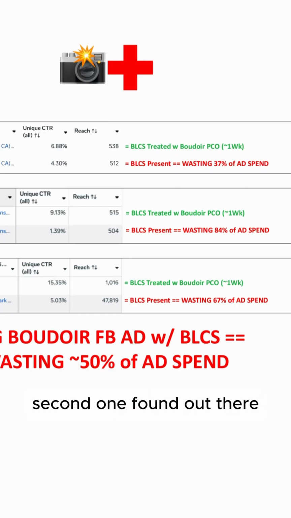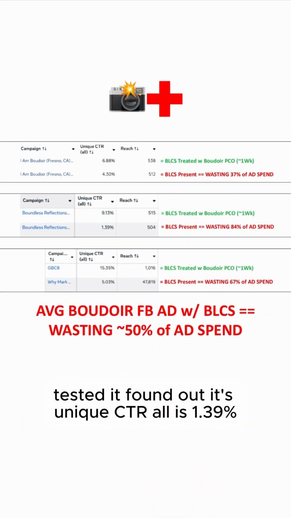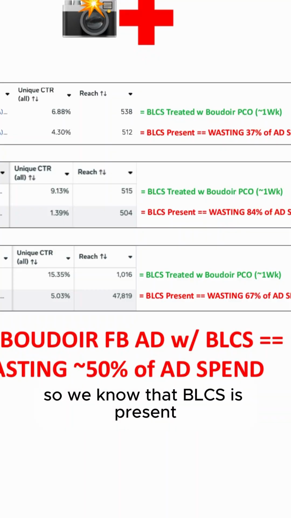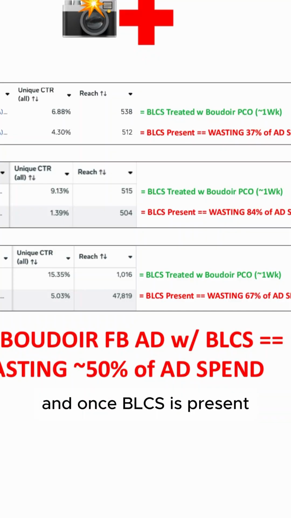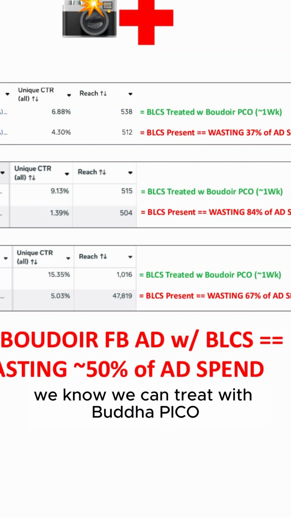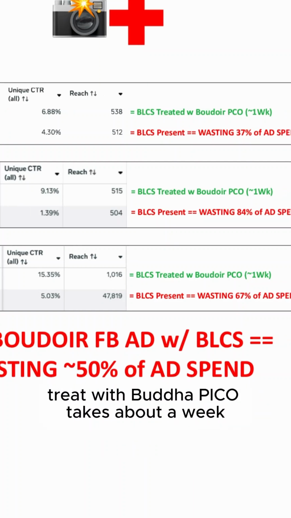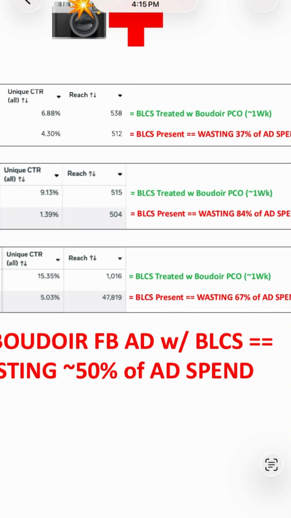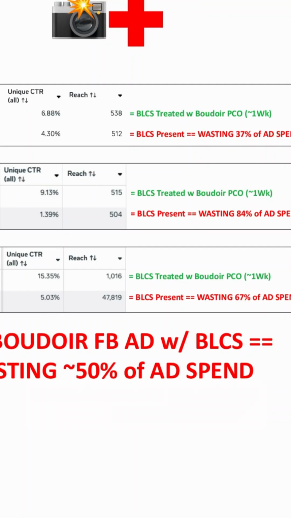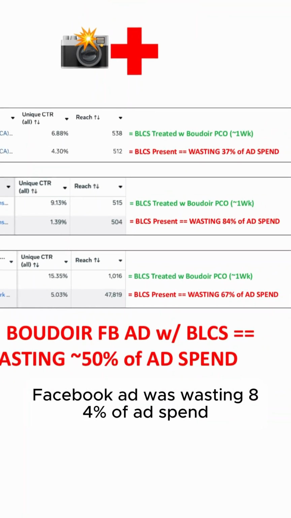Okay, second one found out there, tested it, found out its unique CTR is 1.39%. So we know that BLCS is present. Unique CTR under 6%, Boudoir low-click syndrome, we know we can treat it with Boudoir Pico. So we did that, treated with Boudoir Pico, takes about a week. We got its unique CTR up to 9.13%. So we found out the original Boudoir Facebook ad was wasting 84% of ad spend.